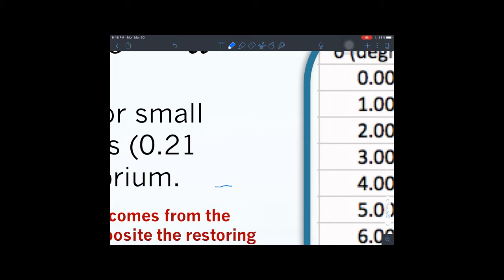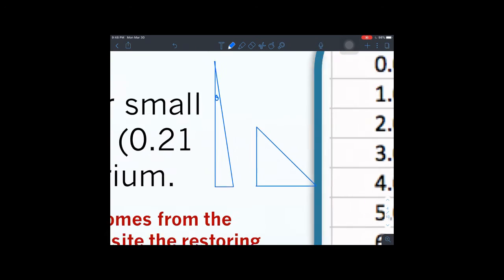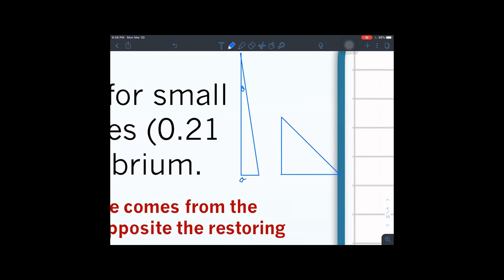We have a triangle on which theta, this angle right here, is very small, and another triangle in which theta is now quite large. This represents a bob being pushed upwards, and here we have another bob being pushed upwards. What the small angle approximation says is that this length, length 1, and length 2 are practically identical.